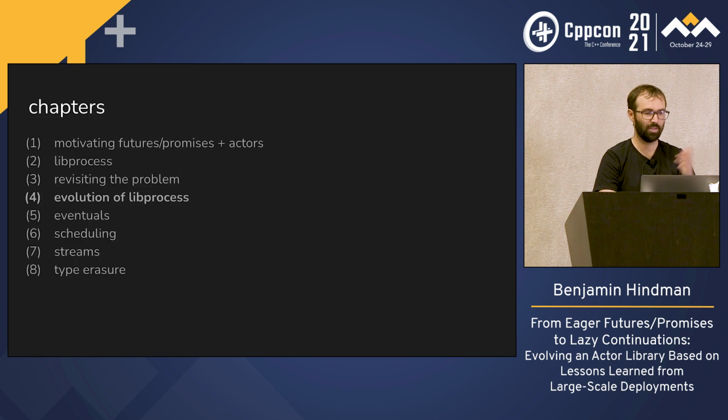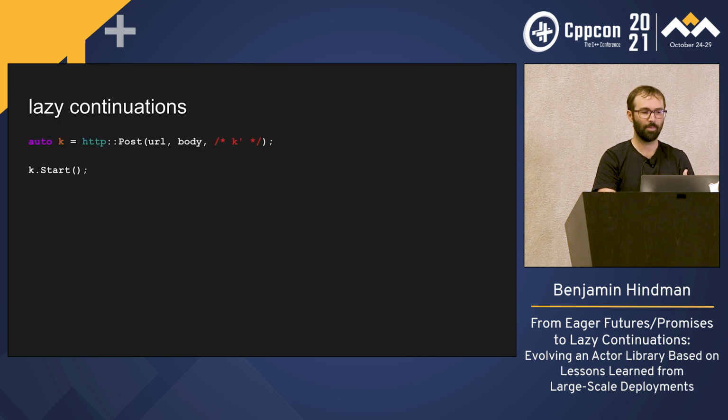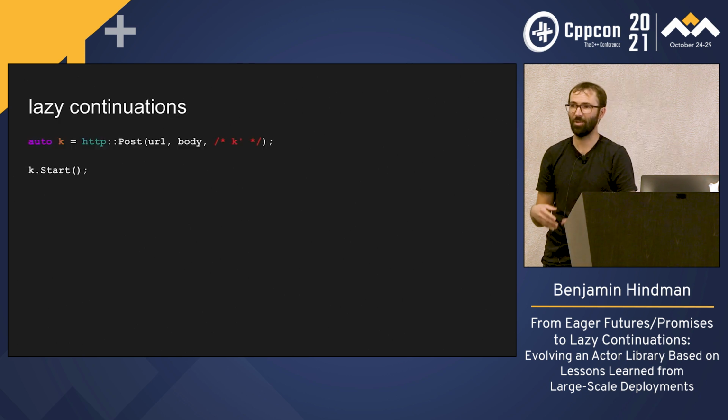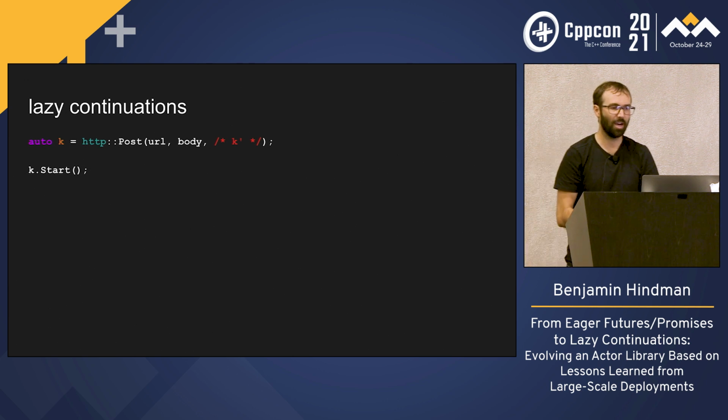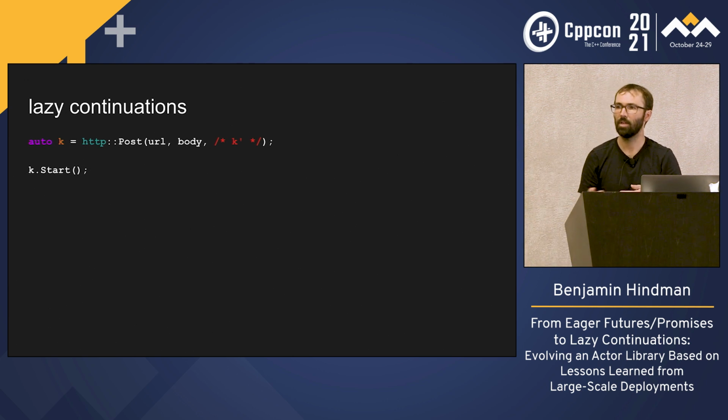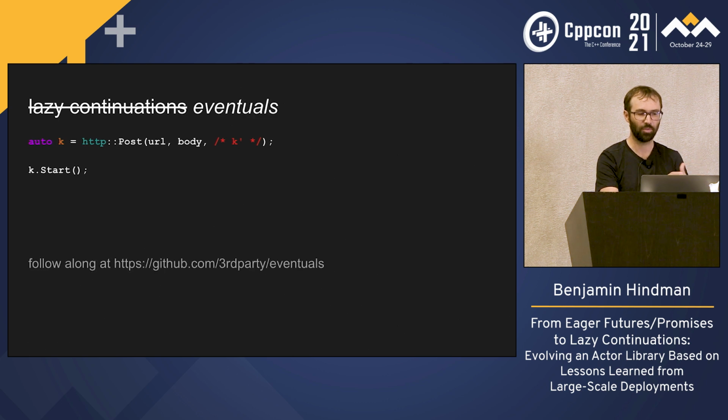So this led to the evolution of the library and to this new library we ended up creating that we called eventuals. Okay? So these continuations in continuations, we kind of wanted to give a name to them. They're not futures, promises or something else. For us, we called them eventuals. And we do actually have a GitHub project that you can check out. We're working on them there.